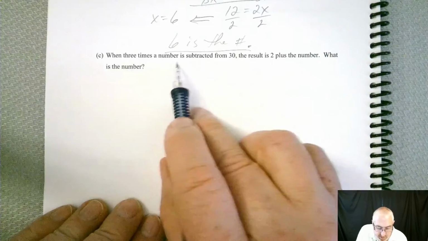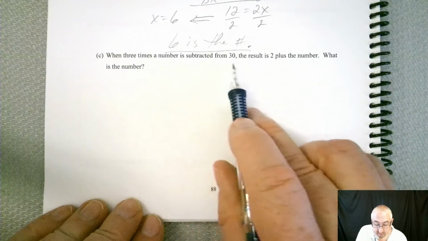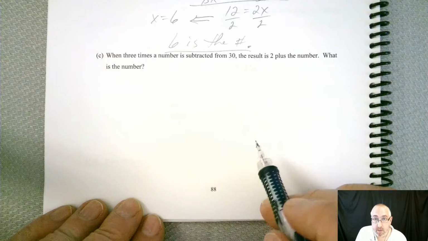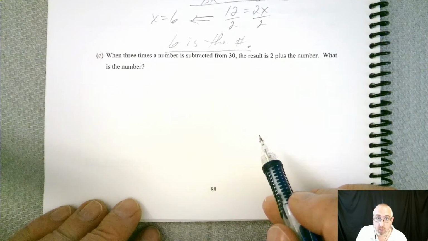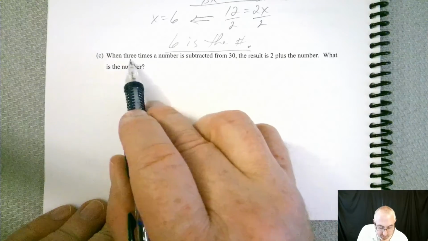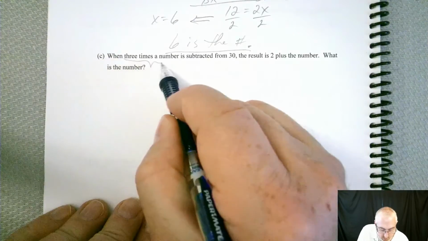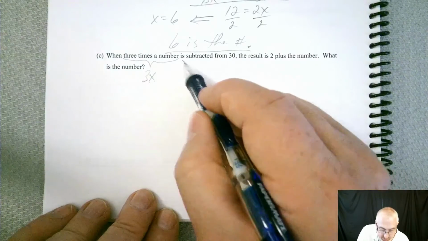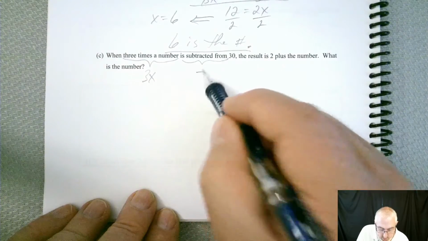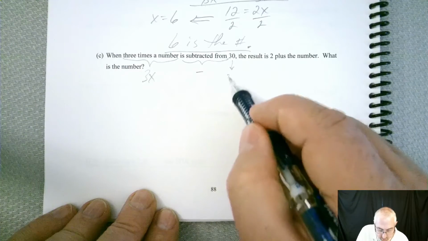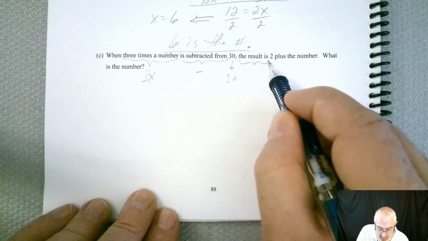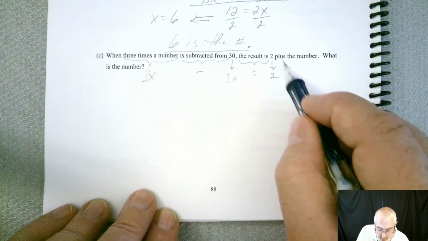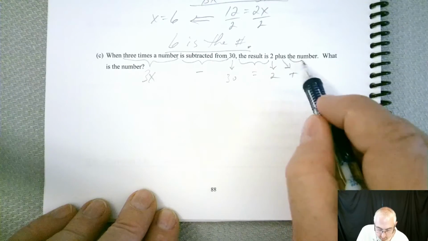So when 3 times a number is subtracted from 30, the result is 2 plus the number. Okay, so we got a little bit going on here. We got 3 times a number, which is 3x, subtracted from 30. The result is 2 plus the number.